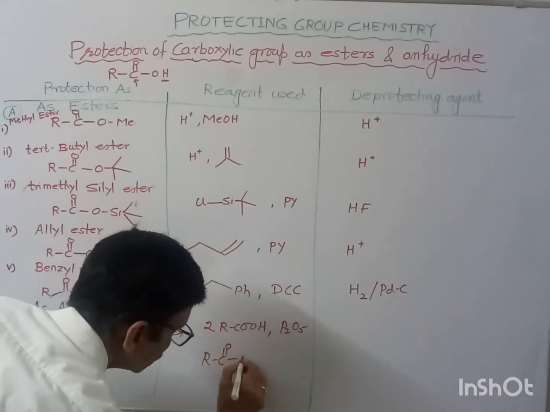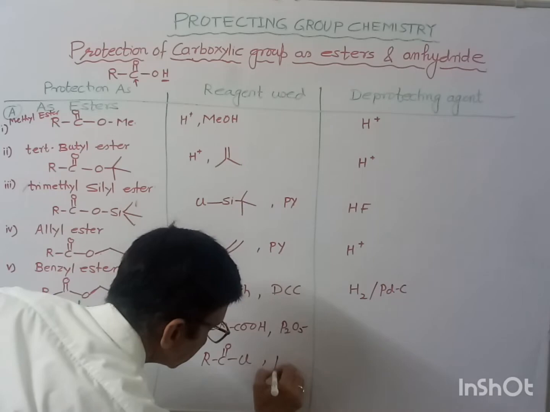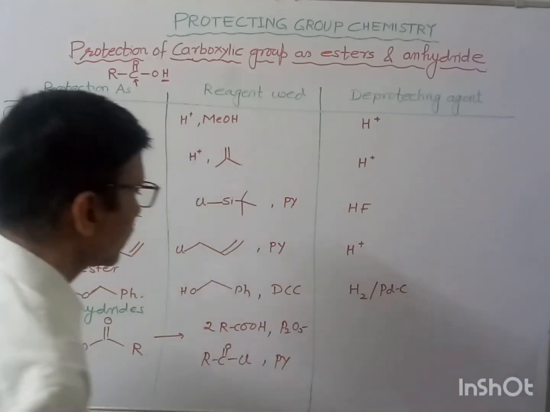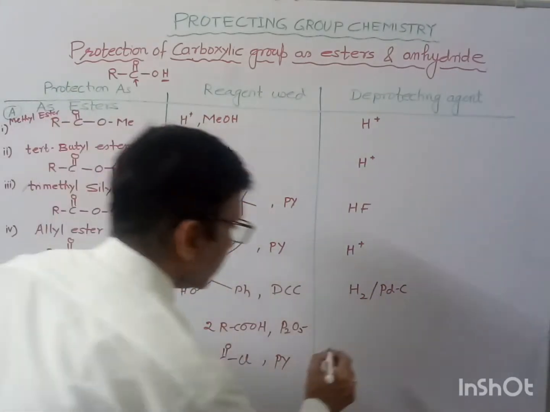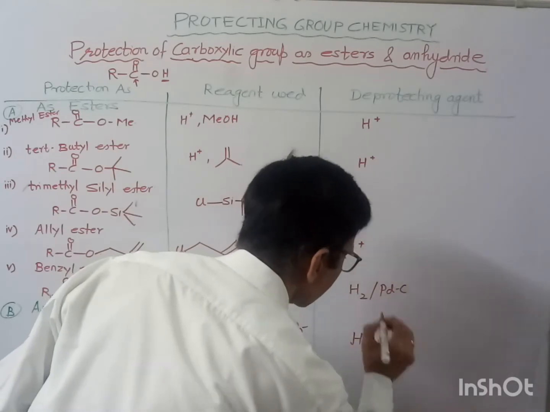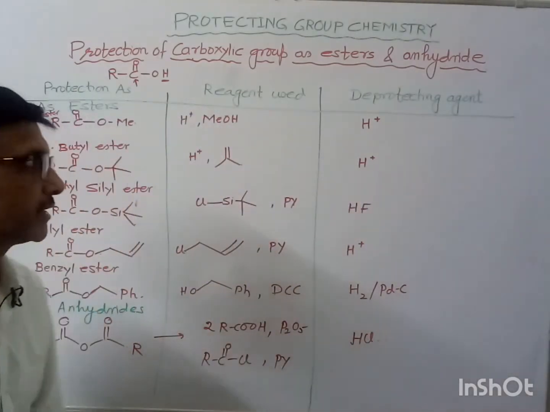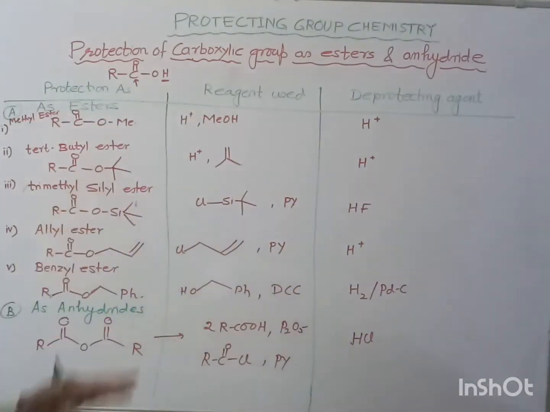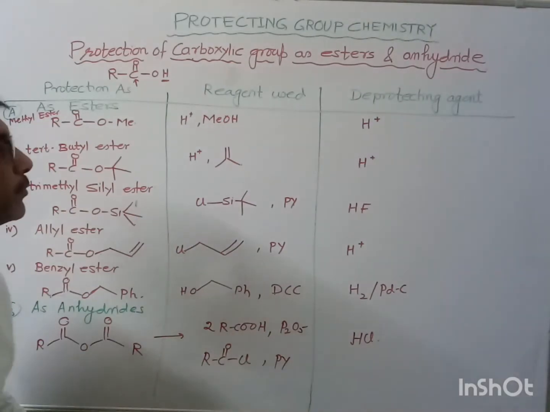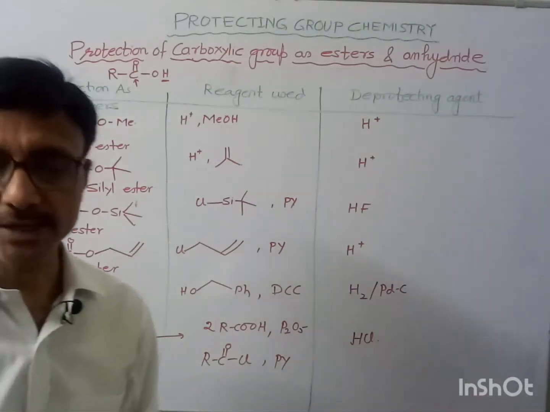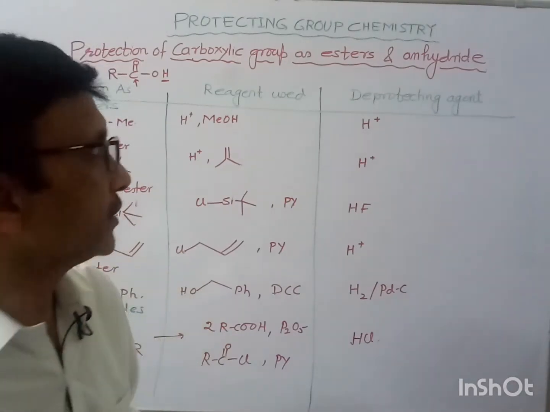Or acid chloride may be used in the presence of pyridine as a base. And that can be deprotected in the presence of, suppose, HCl. So this is the summary for the protection and deprotection of the carboxylic acid group. Let's see the mechanism for this one by one.